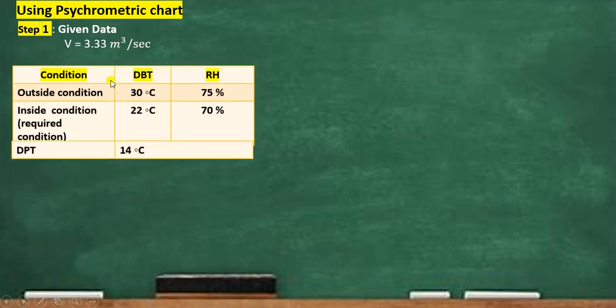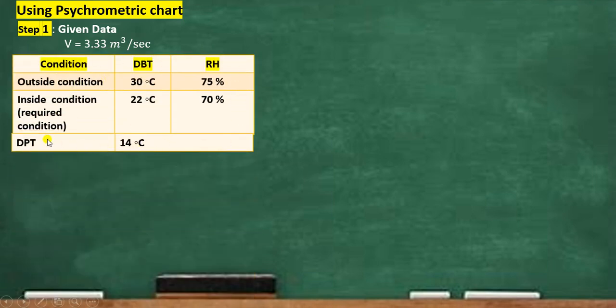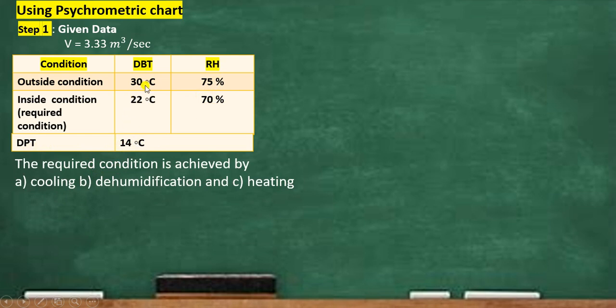And the second data I have taken in a tabulated column. Outside condition is 30 degrees and 75% relative humidity, and for the inside condition we need 22 degrees dry bulb temperature and 70% relative humidity required, and the dew point temperature given is 14 degrees Celsius on the surface of the coil. To achieve outdoor to indoor conditions, you need to follow cooling, dehumidification, and third, heating. This is the condition he has given specifically in the numerical data.